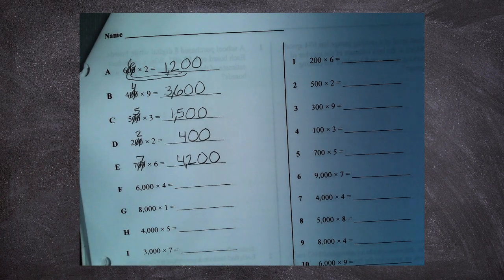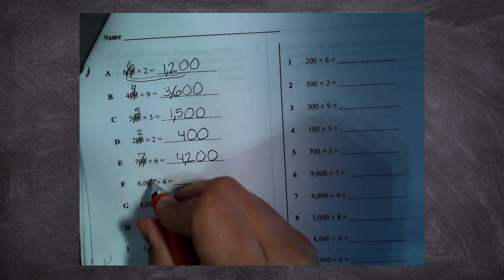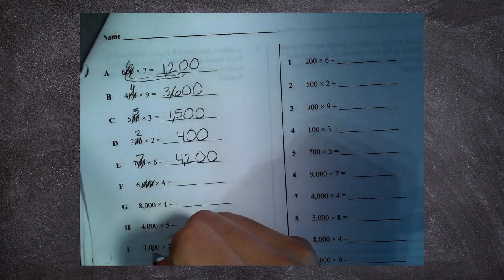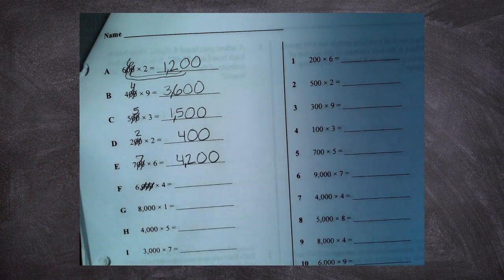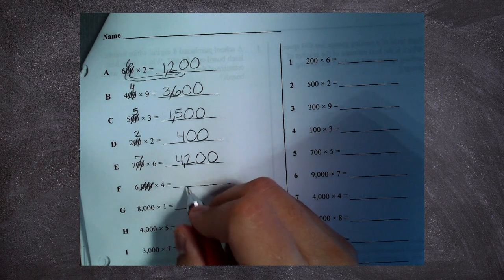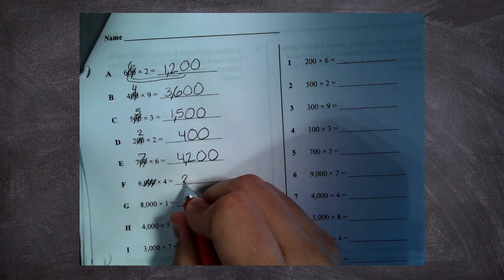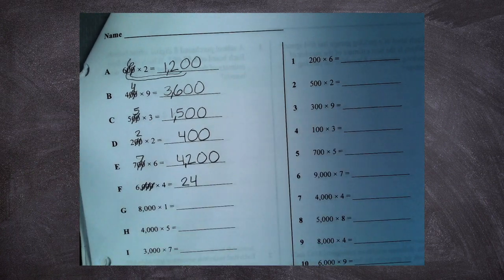Problem F, I can solve almost the exact same way. There's just something I can't forget. At the end of 6,000, there's not just 2 zeros I can take away. There's 3. I'm going to take away those 3 zeros for just a little bit. I have 6 times 4, which is 24.